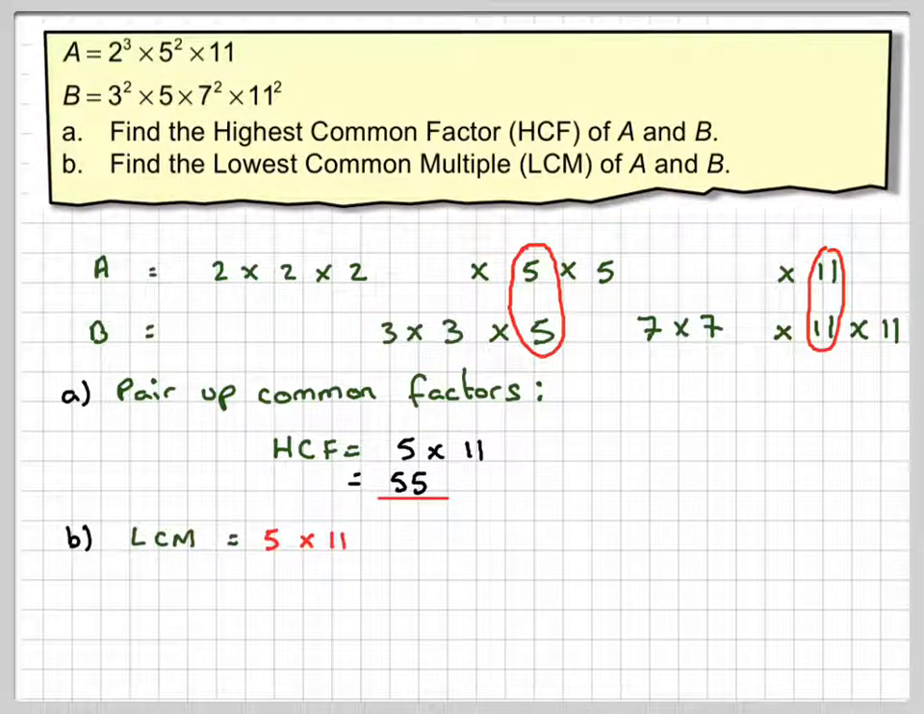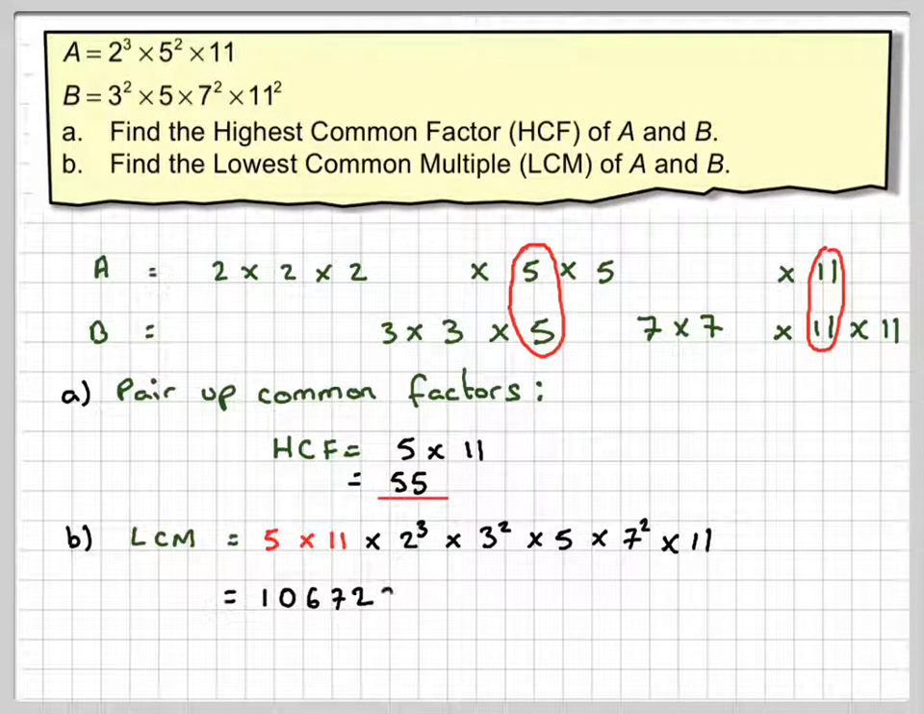And for the lowest common multiple, we take the HCF, which is 5 times 11, and then write down everything else left. So we've got 2 cubed, 3 squared, times a 5, times 7 squared, times 11. And when you work that out on your calculator, you're going to get 10,672,200.